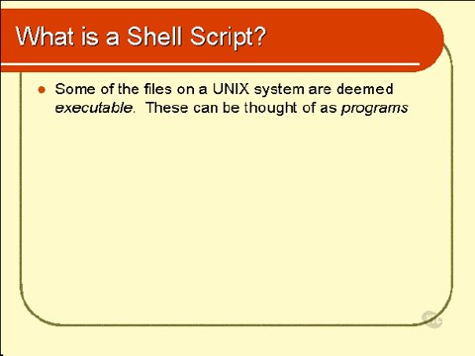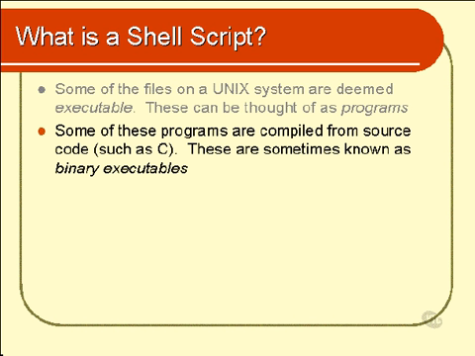All of these files can be thought of as programs. So we've got some of the files on a Unix system are programs. The rest of them, well, I guess they're data files. Files that are used by these programs. Now, of the programs, some of these are compiled from source code, such as C or COBOL or Pascal or something like that.